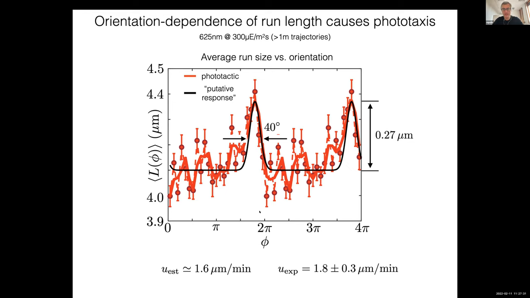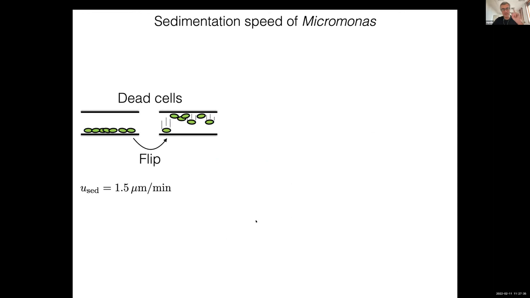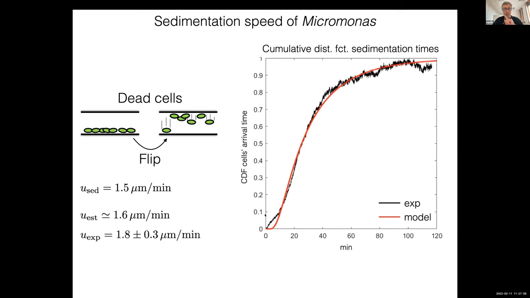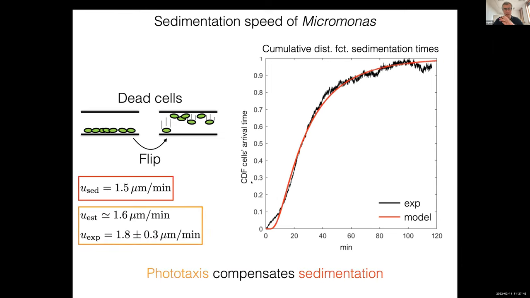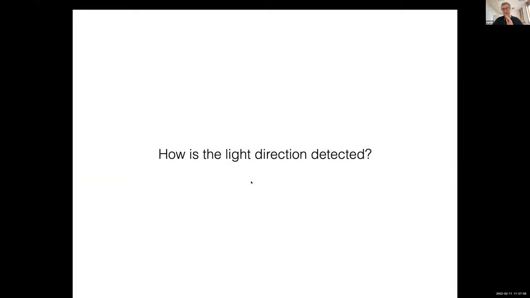I'm bringing this up because I wanted to say two things. The first one is that the smallness of the phototactic drift actually matches the sedimentation speed of the cells. Okay, so we have an idea for why you would bother doing such a small response, and why it is an all or none response. By doing that, you can stay afloat, essentially. This is the idea.